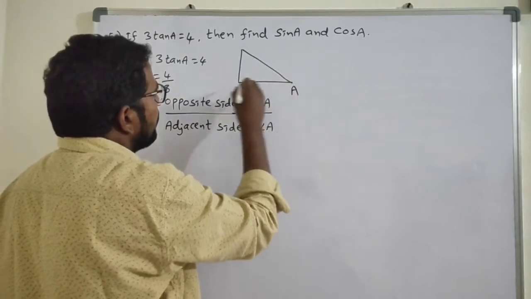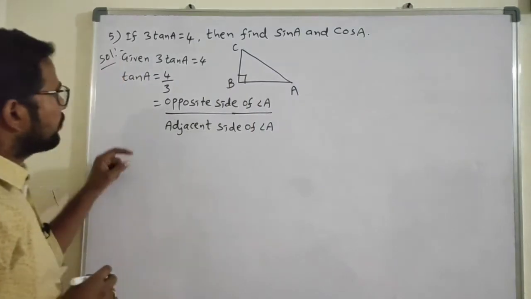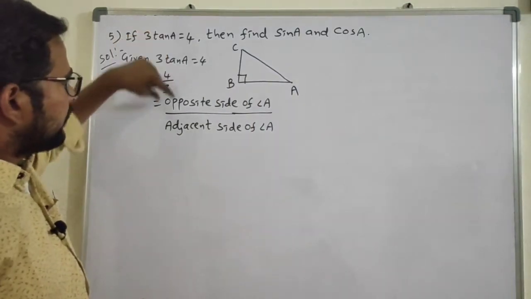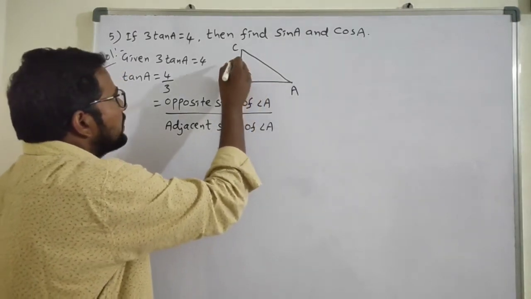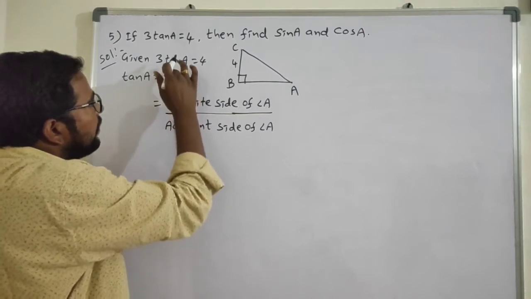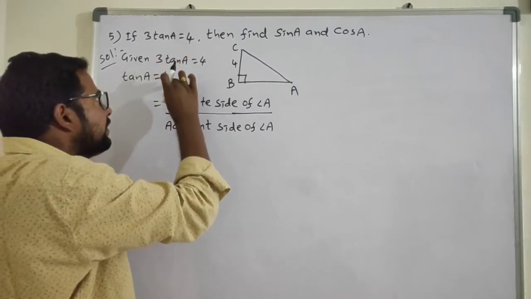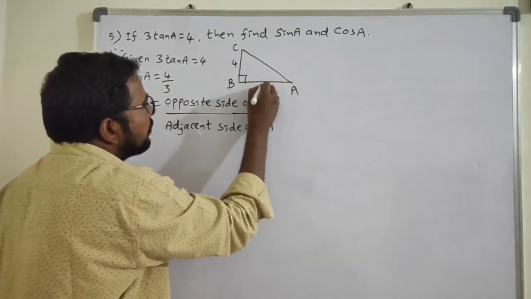This is A, B, C. So this is 90 degrees. So what is given? Opposite by adjacent. So A's opposite side is BC. So BC is 4, this is the opposite side. We have to take this ratio: tan A is a fraction, that is opposite side by adjacent side. What is the adjacent side? 3. So AB is equal to 3.